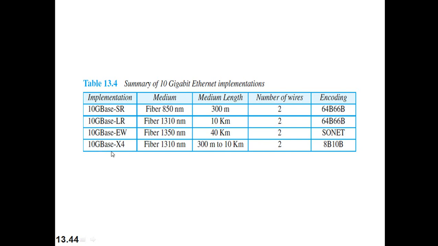The last one is 10GBASE-X4. Here the medium is a fiber optic cable of 1310 nanometers. The medium length is 300 meters to 10 kilometers, and the number of cables required here is 2. Here we are using the 8B/10B encoding scheme.